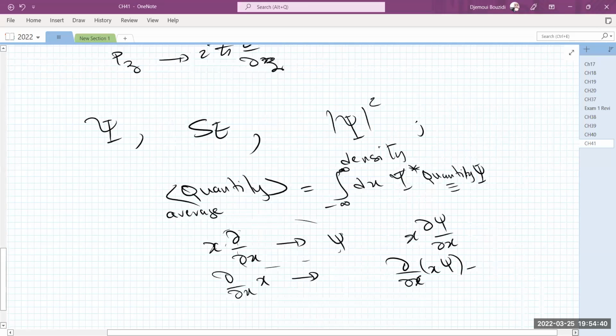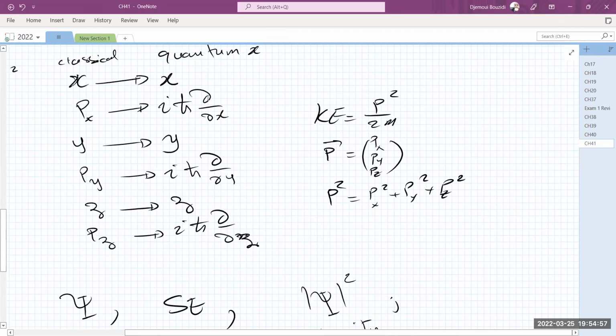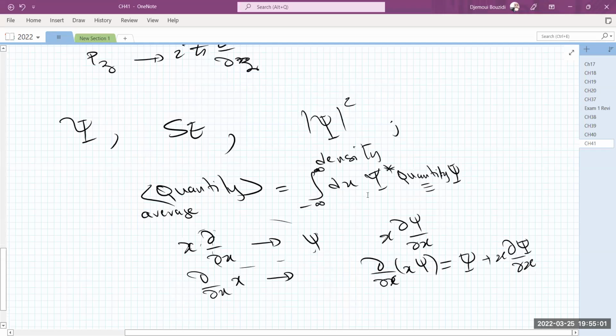namely the derivative of x with respect to x, which is 1, times psi, plus x times the derivative of psi with respect to x. So in other words, the order matters, because this quantity has the potential of becoming this derivative if there is a momentum involved in it. So this is basically the measurement.